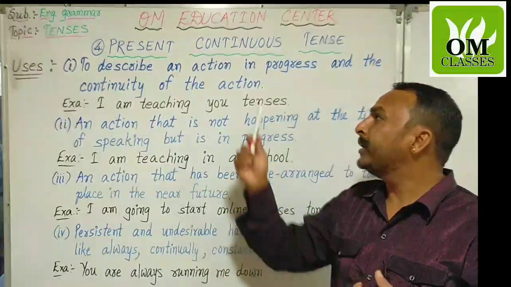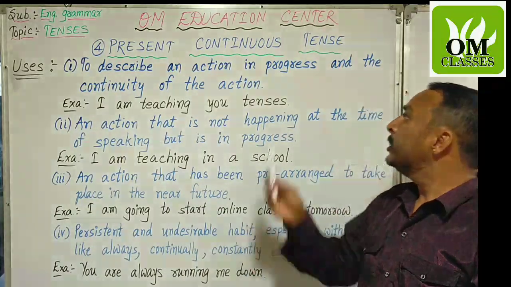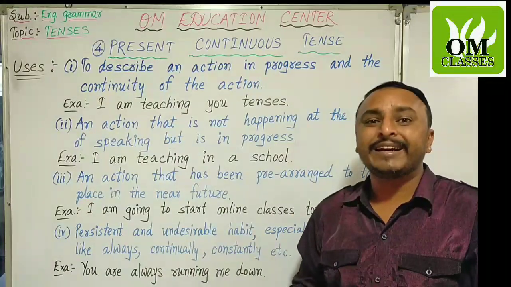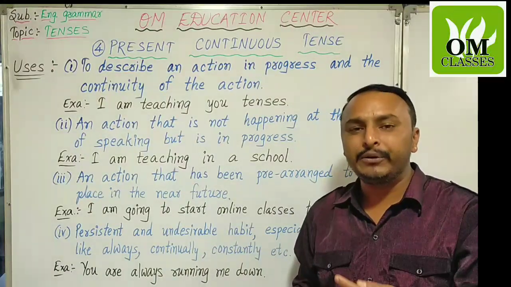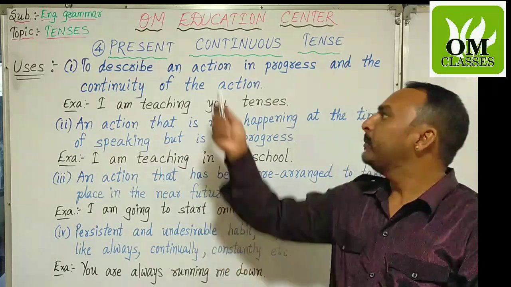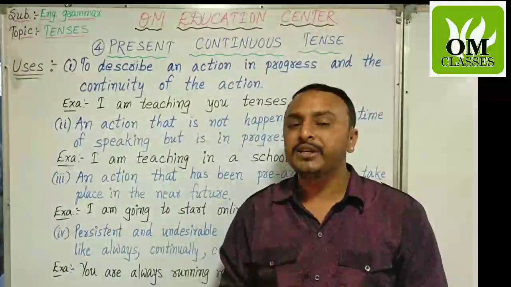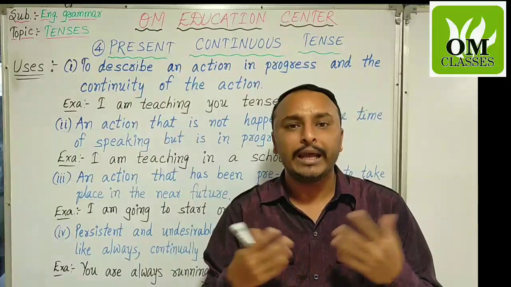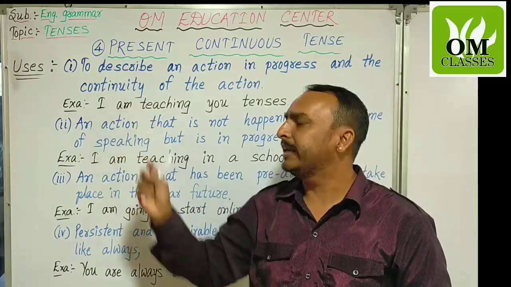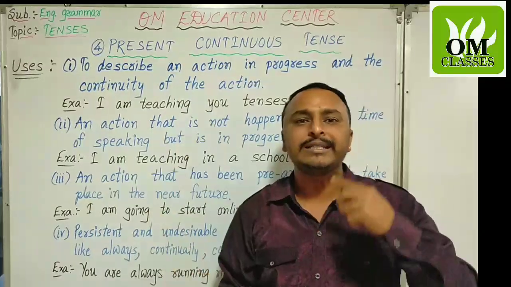मीन्स यहाँ पे आपको कोई ऐसे एक्शन को ये टेंस डिस्क्राइब करता है, उसके बारे में बताता है जो प्रोग्रेस में है, जो चल रही है, और उसकी कंटिन्यूटी, एक्शन की कंटिन्यूटी के बारे में आपको बताता है. सो फॉर दैट वी यूज प्रेजेंट कंटिन्यूअस टेंस. Example, I am teaching you tenses. So right now what I am doing? I am teaching you tenses. Means I have written the sentence, I am teaching you tenses, for the present continuous tense.